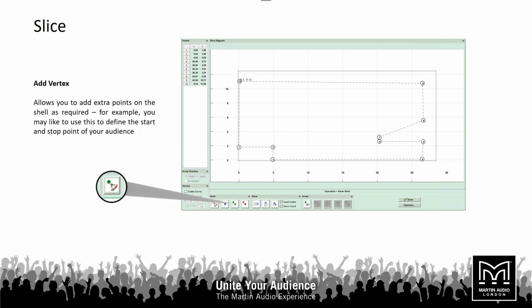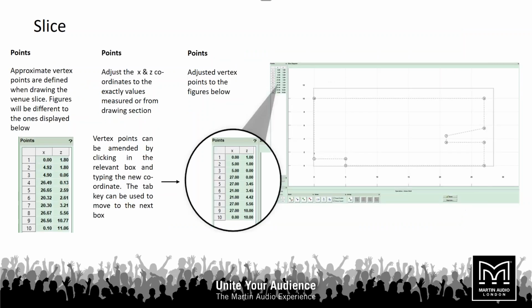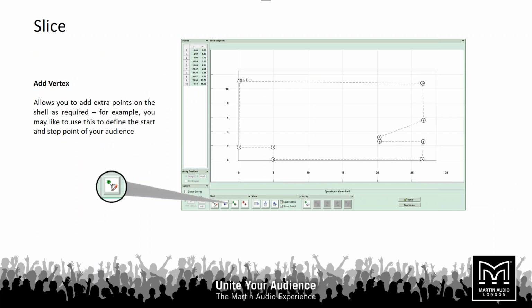And to add a vertex, what we can do is just click on the little plus symbol there and drop it in anywhere along the shell and it will pop it in. Equally, what we can do here is remove one by clicking on the red button and hitting one of the numbered tabs in the drawing and it will take it out.